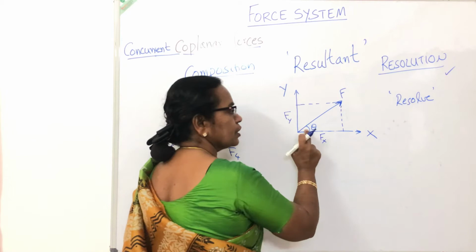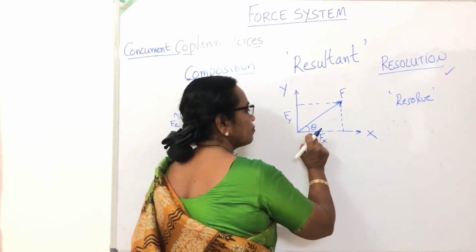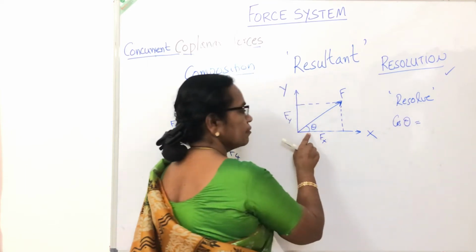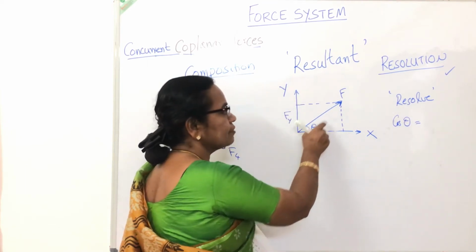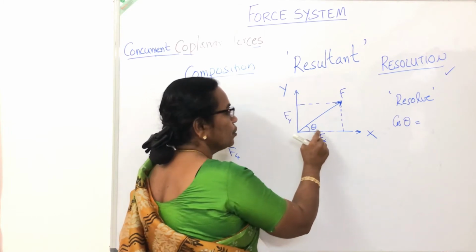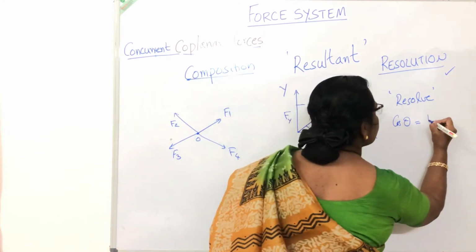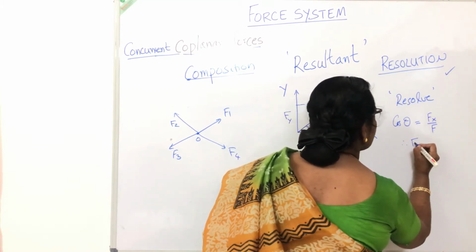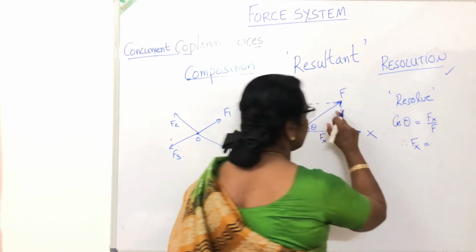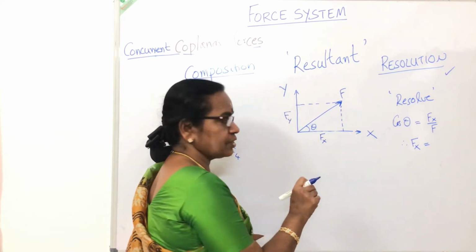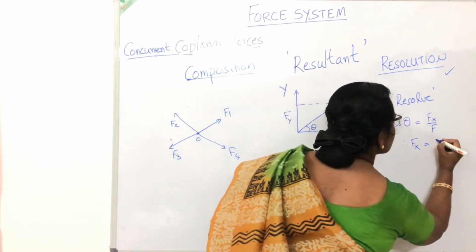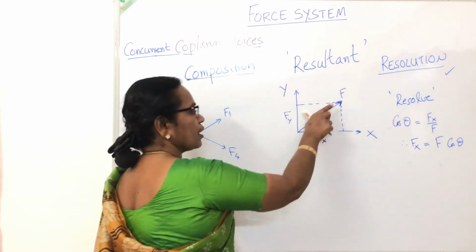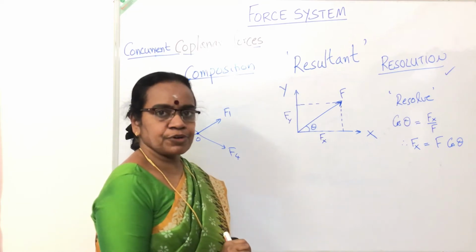What is Fx? Looking into this figure, what is cos theta? The definition of cos theta is adjacent side divided by hypotenuse. So cos theta is equal to Fx divided by F. Therefore Fx, the horizontal component of F along the x direction, is equal to F cos theta.